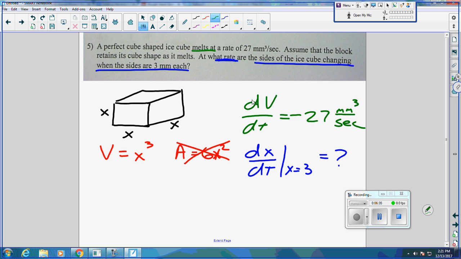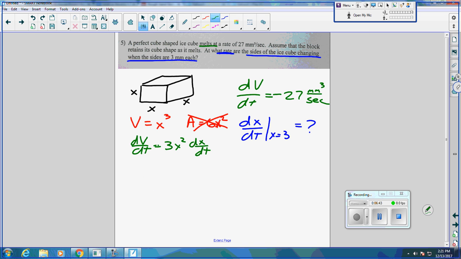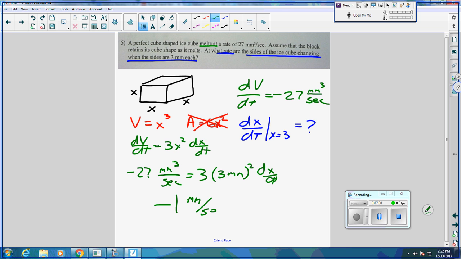I can see right away, the derivative of V is 1, dV/dt, 3x squared dx/dt. And again, this is a pretty fast one. Negative 27 cubic millimeters per second equals 3 times 3 millimeters squared, dx/dt. Hopefully you see the units are going to be millimeters per second: millimeters cubed divided by millimeters squared. 27 divided by 27. You can tell this is a book problem. And we get that the rate of change when the sides are 3 millimeters long is negative 1 millimeter per second.